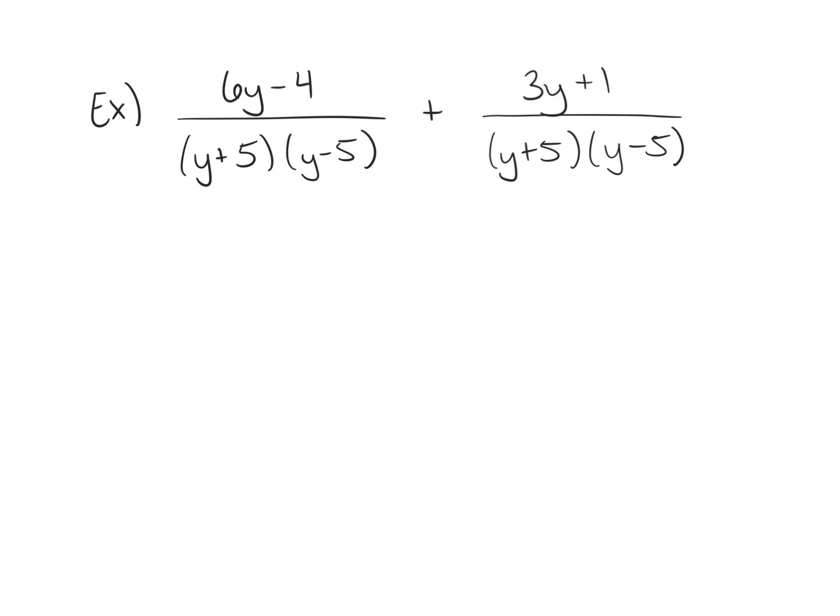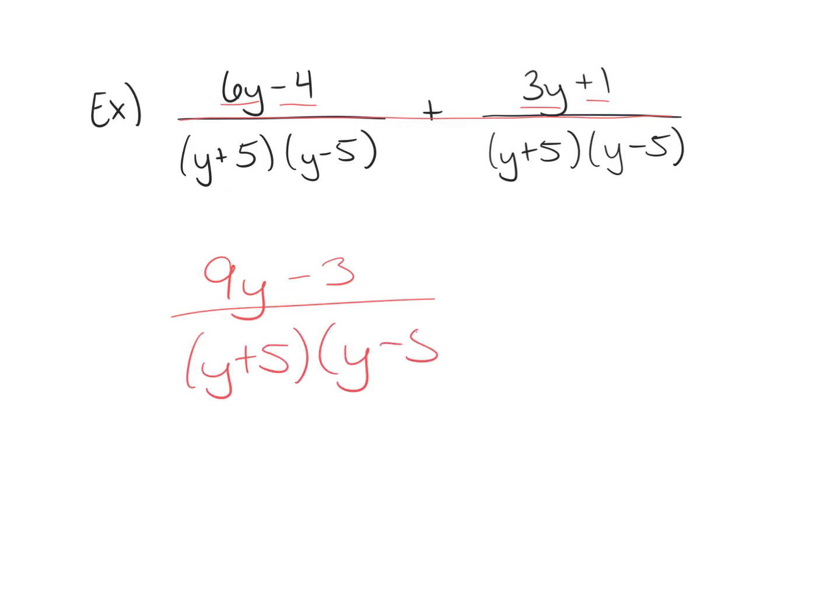Like terms, right? Remember, this can turn into one big fraction, so we have 6y plus 3y is 9y. Then we have negative 4 plus 1, negative 3. What's my denominator? X plus 5. Yep. Remember, denominator doesn't change until you either make it a common denominator or all the way until the end.